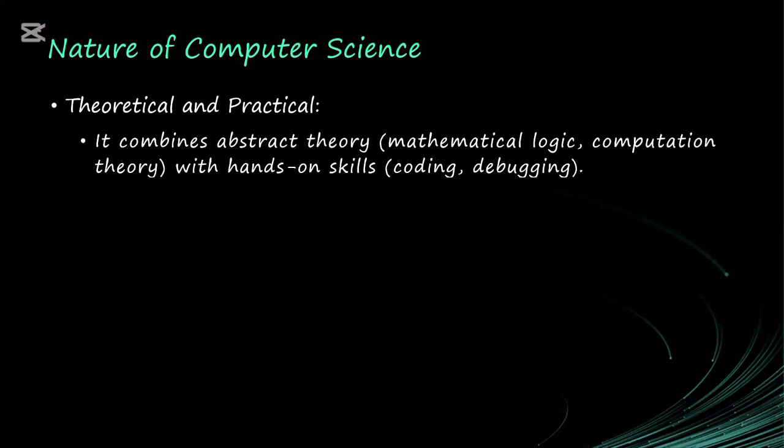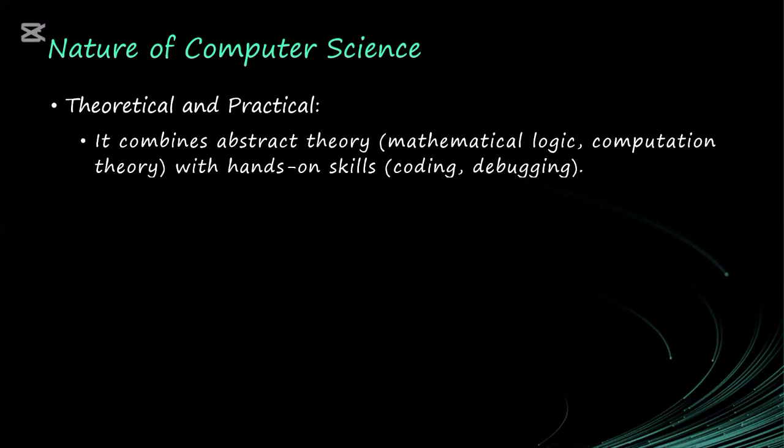So what is the nature of computer science? It is theoretical and practical, all right? In the sense that it combines abstract theory, mathematical logic, and computational theory, which are abstract. We don't really see them. We don't really touch them. So it combines abstract theory with hands-on skills, okay? These mathematical logics, we don't see them. Computational theories, it's not something we see. They are very, very abstract. But the thing is that we can bring them to life with hands-on skills like coding and debugging, okay?